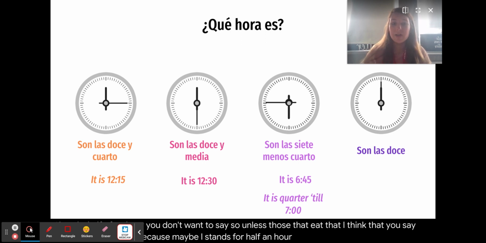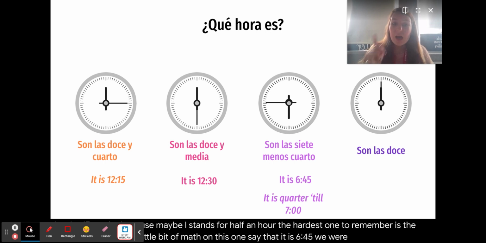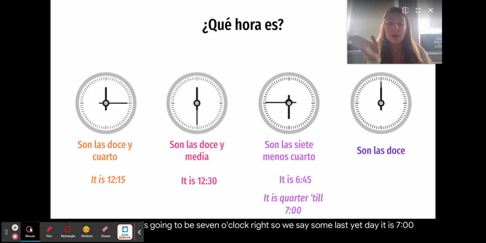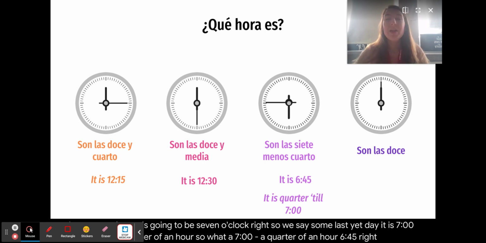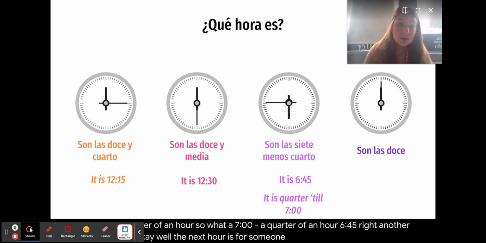The hardest one to remember is the quarter till. So we do a little bit of math on this one. Say that it is 6:45. We round up to the next hour. So the hour coming up is going to be 7 o'clock, right? So we say son las 7. It is 7 o'clock menos cuarto, minus a quarter of an hour. So what is 7 o'clock minus a quarter of an hour? 6:45, right? Another example, say it's 3:45. Okay, well, the next hour is 4. So I'm going to say son las 4 menos cuarto, minus a quarter of an hour.